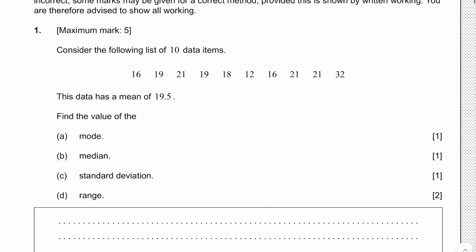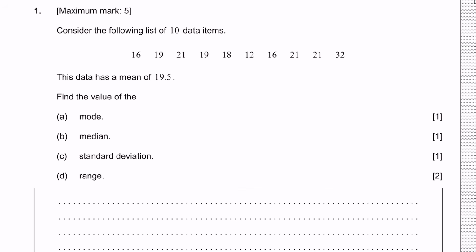Question 1, we have a 5-mark question. Consider the following list of 10 data items. Here they are. This data has a mean of 19.5. Find the value of the mode, median, standard deviation, and the range. So we can work through these one by one. Some of them we're going to need to use a calculator, like standard deviation. Some of them we can find just by hand.